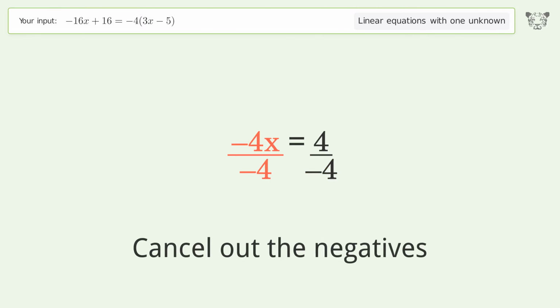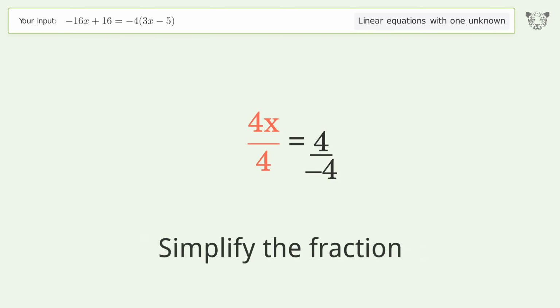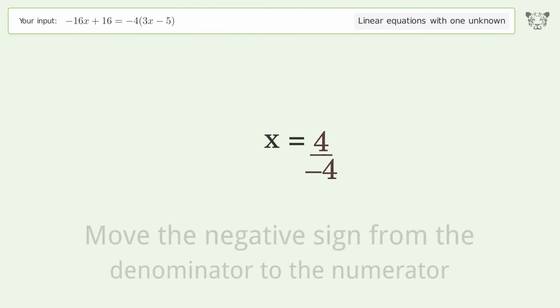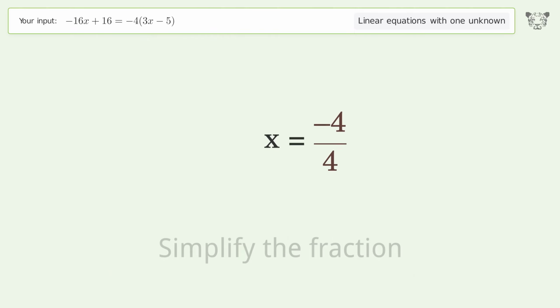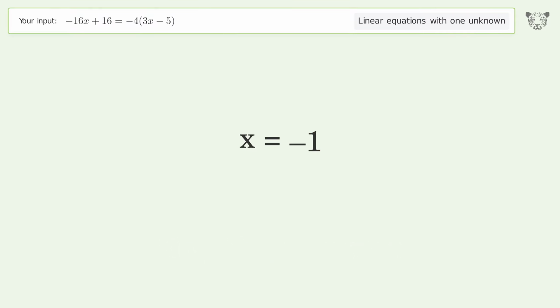Cancel out the negatives. Simplify the fraction. Move the negative sign from the denominator to the numerator. Simplify the fraction. And so the final result is x equals -1.